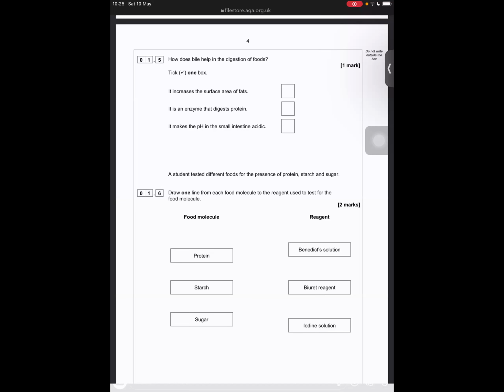Just because we have seen it before, you remember that earlier the question was asked: what is the nature of the pH in the stomach? And we saw that the stomach is acidic.